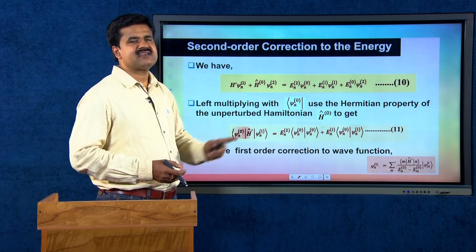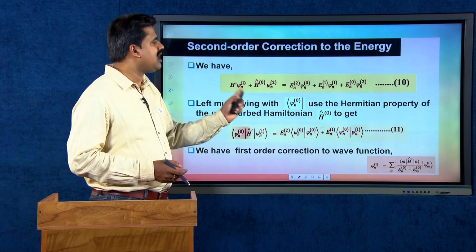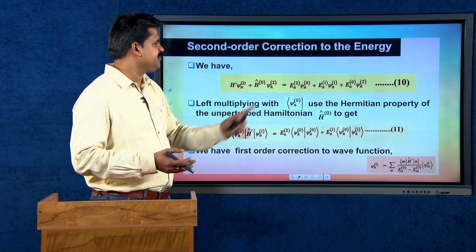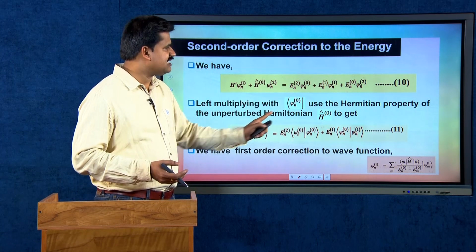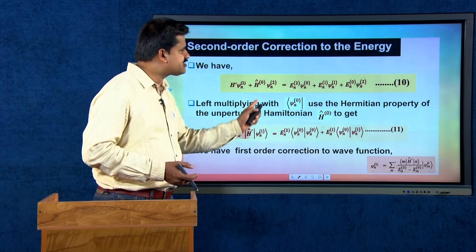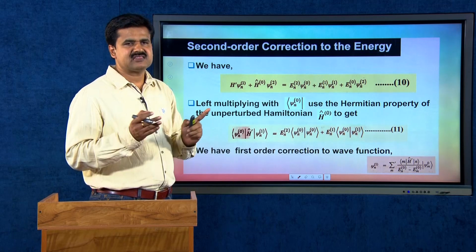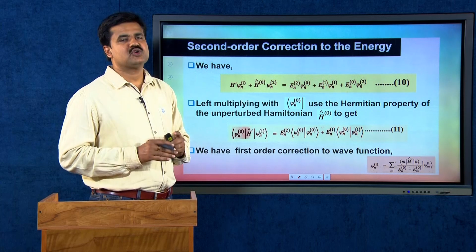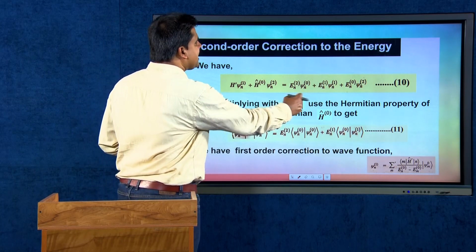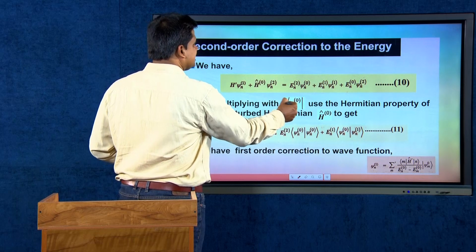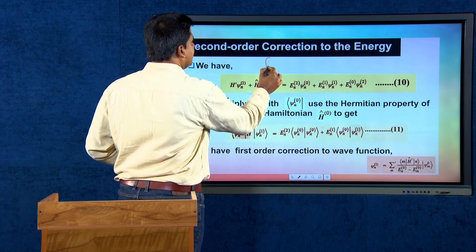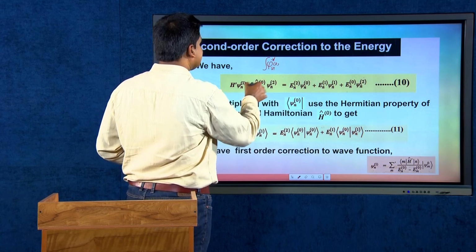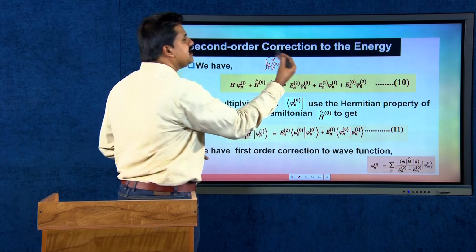This bra and ket term simply implies that you have to left multiply with the psi n0 star and integrate over space. This is the command that indicates that you have to multiply each term in equation 10 with the psi n0 star and integrate over space. So this bra and ket notation indicates integral psi n0 star, you have to integrate this function, and finally you have to put d tau.